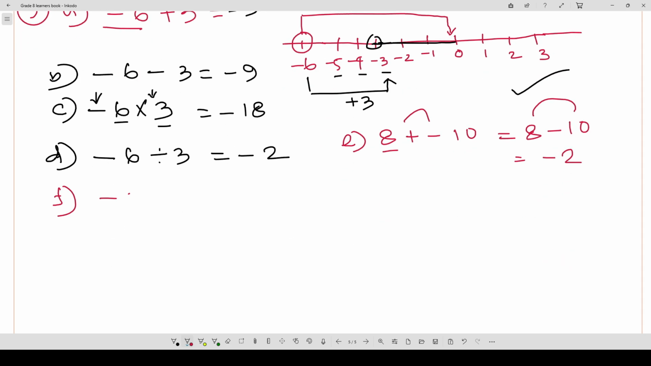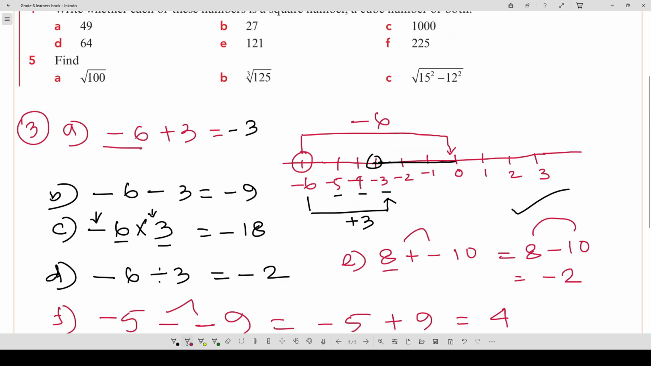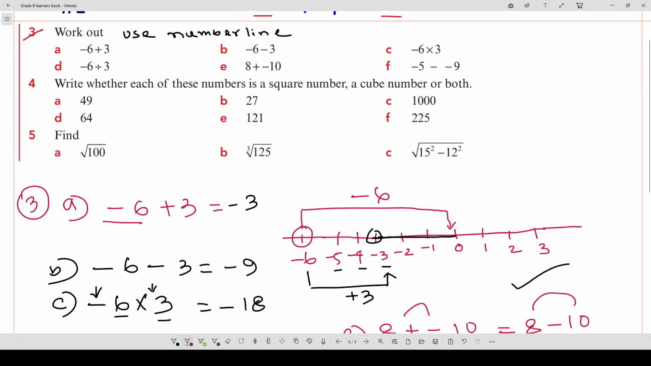Then F, -5 minus -9. So -5 will be unchanged. Minus and minus, once you multiply, it will be plus, then 9. So this is very simple, 4. Okay, so work out question 3 is done.